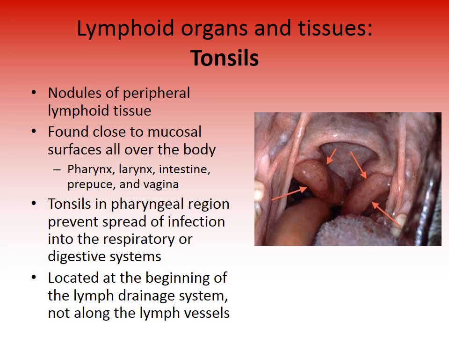The tonsils are another type of lymphoid organ. They're nodules of peripheral lymphoid tissue, and you can see it in the picture over here to your right. It's found close to the mucosal surface all over the body: the pharynx, the larynx, the intestines, the prepuce, and the vagina. It's very strange. Typically when we talk about tonsils, we're only referring to the one in the throat, but there's actually several found all throughout the body. Tonsils in the pharyngeal region, like in this picture, prevent the spread of infection into the respiratory or digestive system. And it's located at the beginning of the lymph drainage system, not along the lymph vessels.